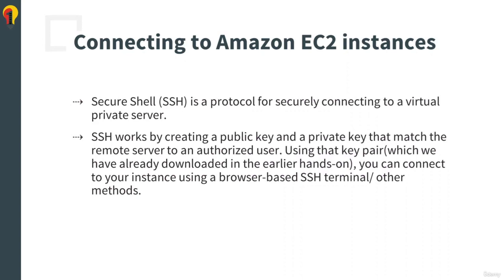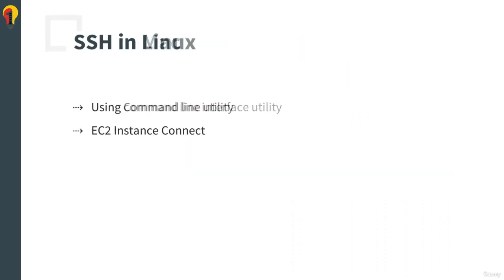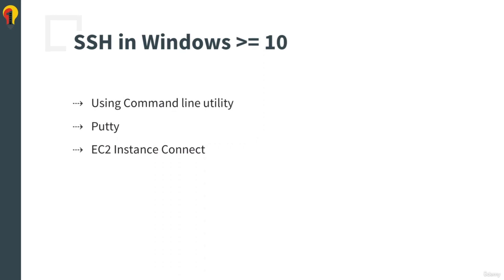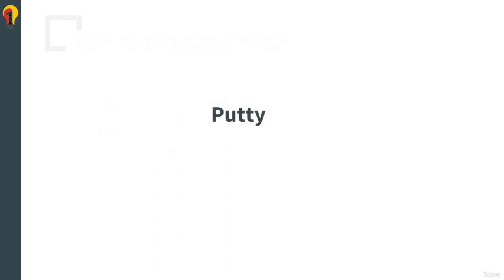Not only the browser-based SSH terminal, let's look into different ways of connecting to Amazon EC2 instances. In Mac and Linux, there are two ways of SSHing, that is using the command line utility and EC2 Instance Connect. In Windows less than version 10, you can use PuTTY and EC2 Instance Connect, whereas in Windows version greater than or equal to 10, you can use all three methods. Now let's look at these methods one by one.